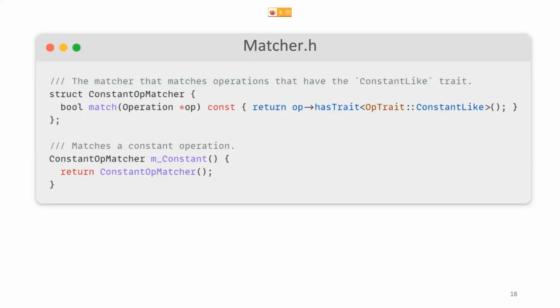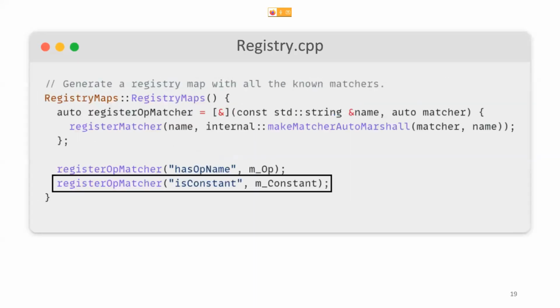So new matches that are not already existing in MLIR, you can simply add any pattern you want, and then add a struct with a match operation to add a matcher. So again, to add it into the registry, to add it to MLIR query, you can simply add it in the registry with the name isConstant, and then it maps to mConstant, which we just defined here.